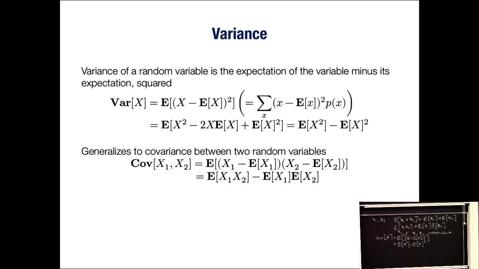There's also a generalization of this to 2 random variables, which is called the covariance. The covariance of 2 random variables is the expectation of x1 minus its expected value times x2 minus its expected value. Unlike the variance, which is always positive because the term inside is always positive, the covariance can be negative, because one of the terms could be positive and one could be negative. And you can also write it as the expected value of the product minus the product of the expected values.